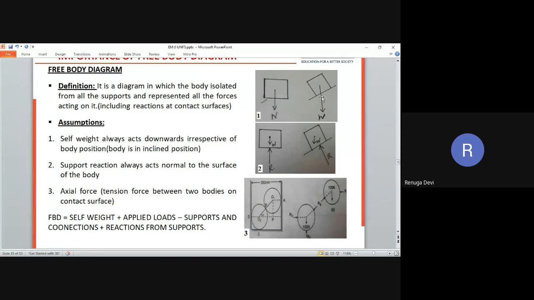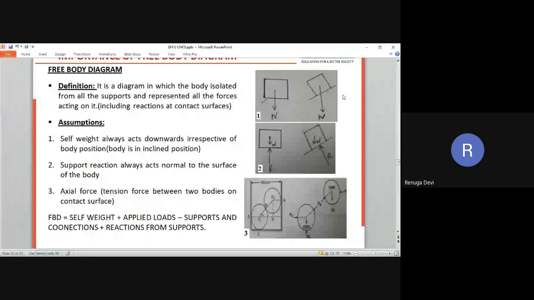Just see here, the body weight is acting down, and the reaction is upward in the flat system or flat support. The same thing, if it is inclined, you just see the difference between the upper diagram and the lower diagram. The weight is always acting down, but the reaction is where you have the support. From that place, you will get your reaction. So the reaction you will always get from the support. That is the main important difference between these two. Have you understood what I'm saying?